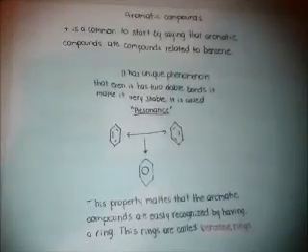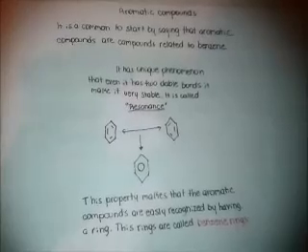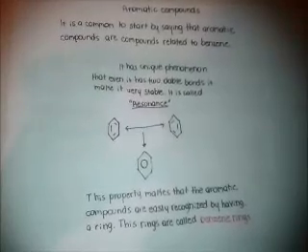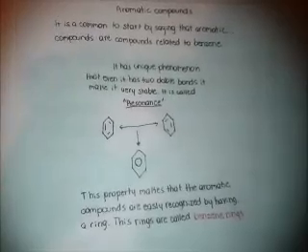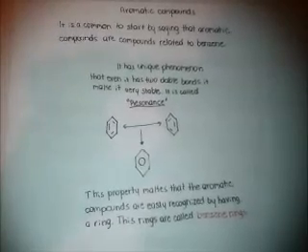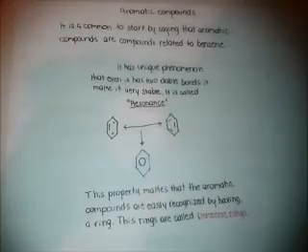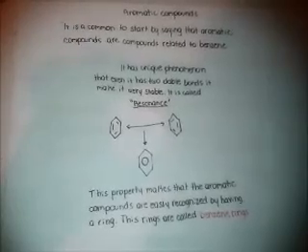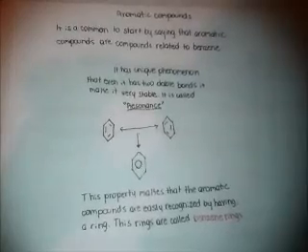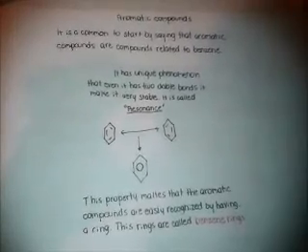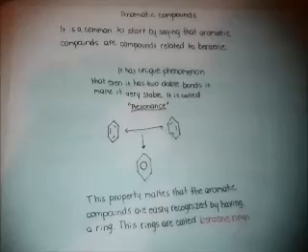I'm going to give you a tutorial about the aromatic compounds. It is common to start by saying that aromatic compounds are compounds related to benzene. It has a unique phenomenon that even though it has 2 double bonds, it is very stable. It is called resonance. This property makes aromatic compounds easily recognized by having a ring. These rings are called benzene rings.